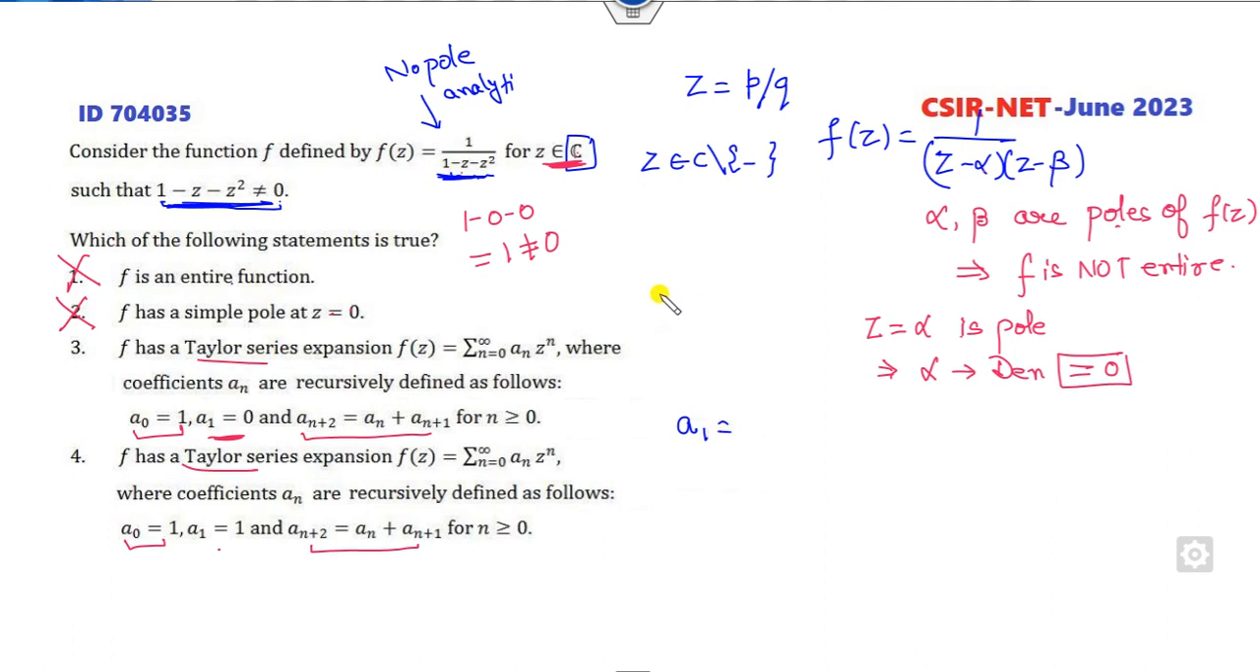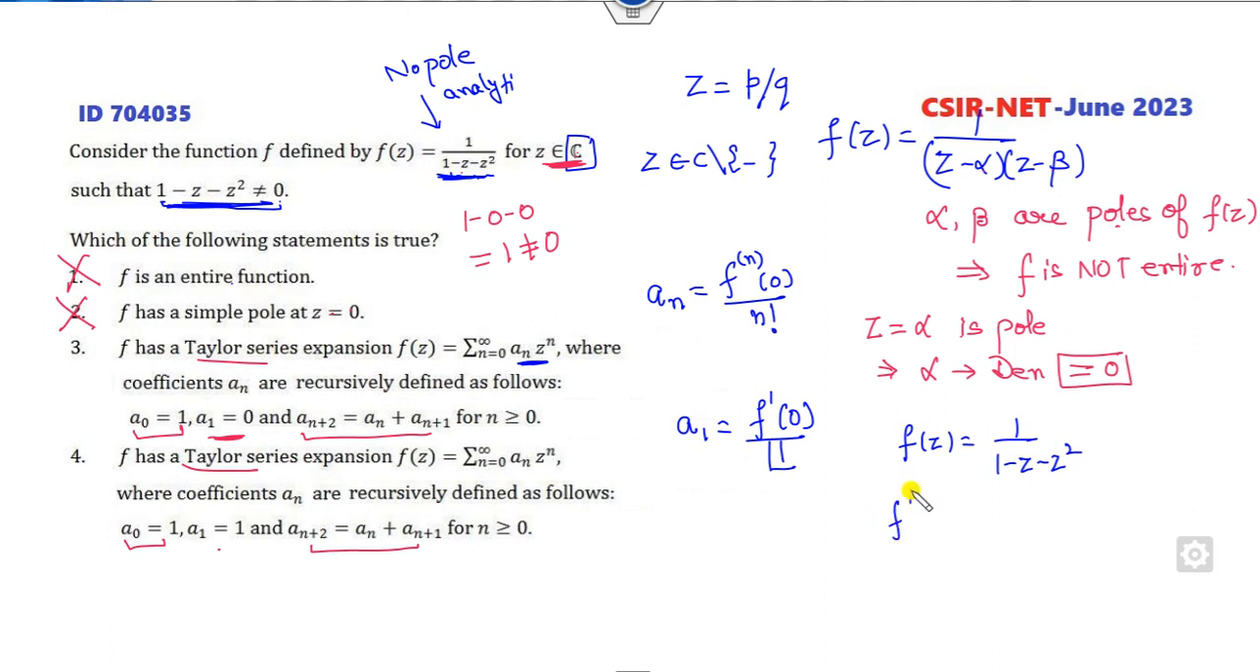We all know how to find the coefficient a_n: it is the nth derivative at the center divided by n factorial. What is the center of this series? 0. So what is a1? The first derivative at the point 0 over 1 factorial. So what is that? f(z) is 1 over this.